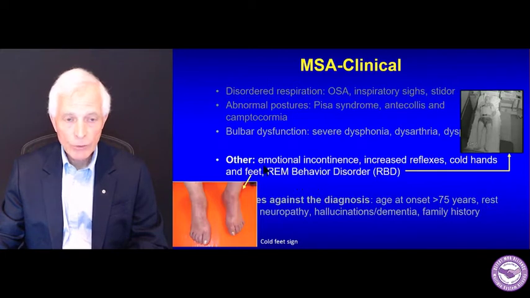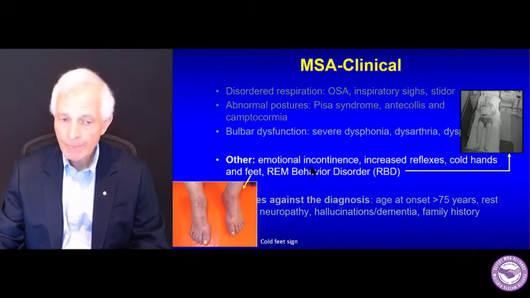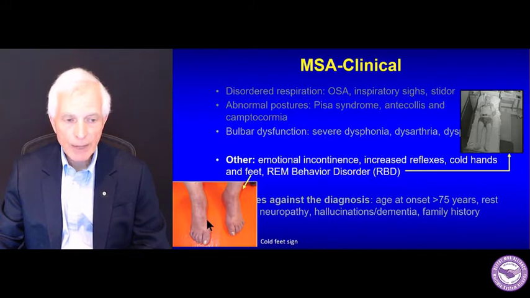Other features include what's called emotional incontinence, the tendency to involuntarily laugh or cry, sometimes without any emotional features associated with it. So the patient may not feel mirth or sadness and may still laugh or cry. Increased deep tendon reflexes when the doctor tests your reflexes. These may be pathologically increased. Change in blood flow to the skin may result in coldness and discoloration, mottled discoloration of the feet and of the hands. And this feature, very important, rapid eye movement behavior disorder.